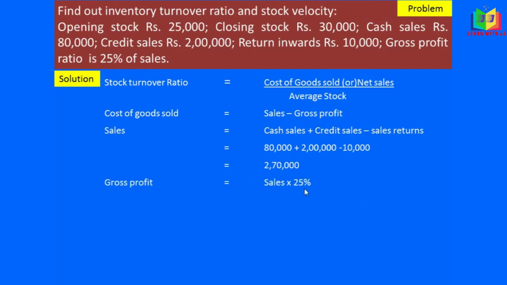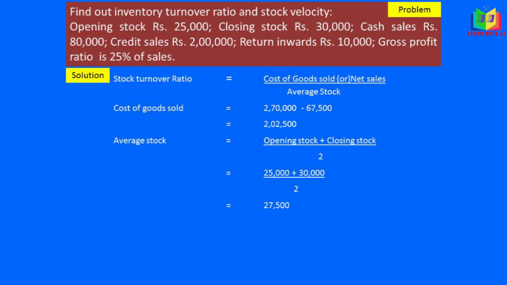Sales into 25%, so 2,70,000 into 25% will get 67,500. If we substitute in the formula, we will get cost of goods sold. Cost of goods sold is 2,02,500. Now we have to find the average stock. Average stock is nothing but opening stock plus closing stock divided by 2.